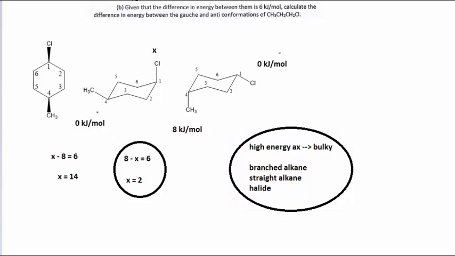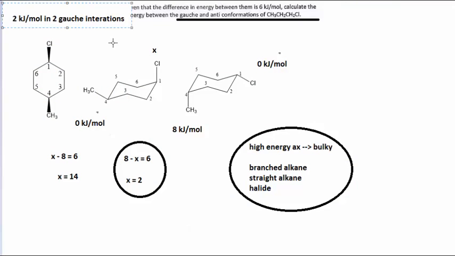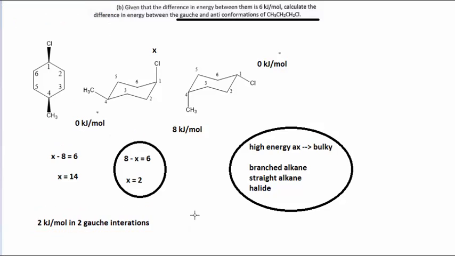But remember, we want the difference in energy between the gauche and anti-conformations. This is the final tricky part of the problem. There are, since we solved for x, 2 kilojoules per mole in 2 gauche interactions, because remember, any axial component will give 2 gauche butane interactions with the ring. So if we're talking about 1 gauche interaction, we need to divide our final answer by 2. So we'll get 1 kilojoule per mole of energy in 1 gauche interaction between this and the ring.